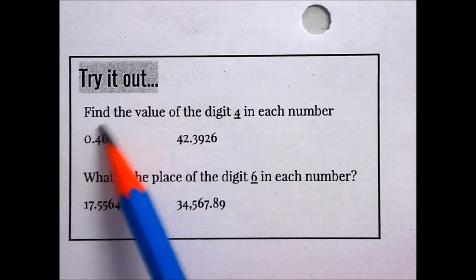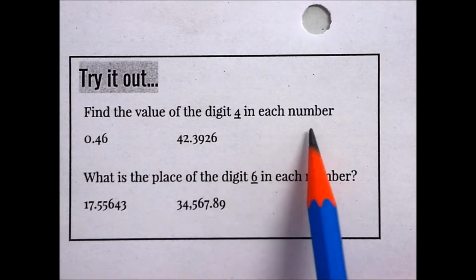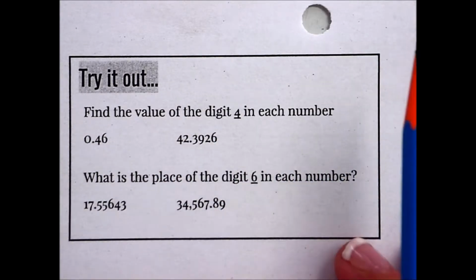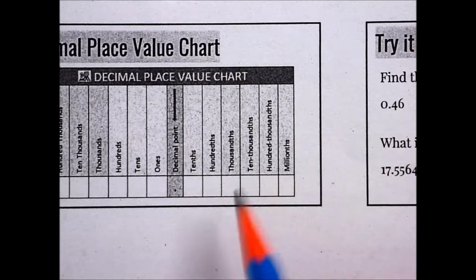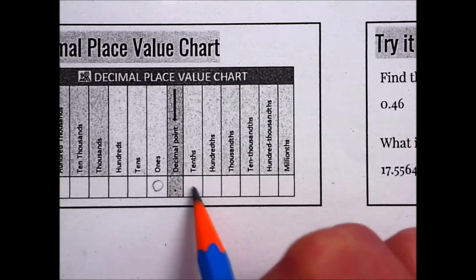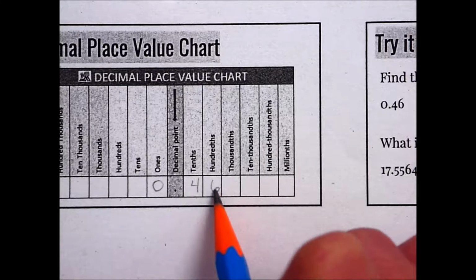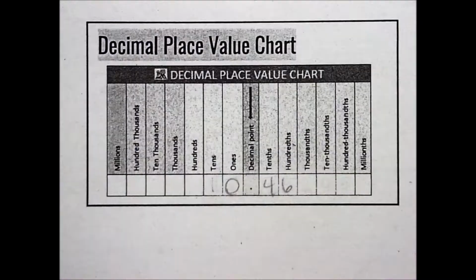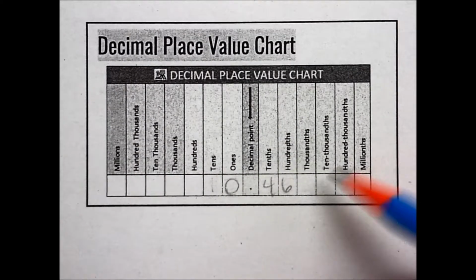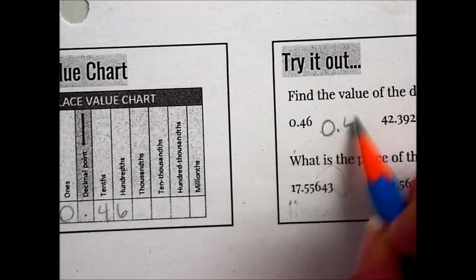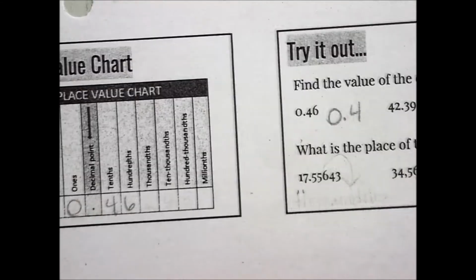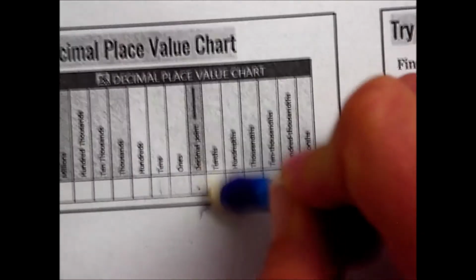Our first instructions are to find the value of the digit 4 in each number. We can use our decimal place value chart to help us answer this question. I'm going to lightly pencil in 0.46 into the place value chart. As you can see, the value will be 4 tenths because the 4 is in the tenths place. We write it as 0.4. So now we'll erase this and plug in our next problem.